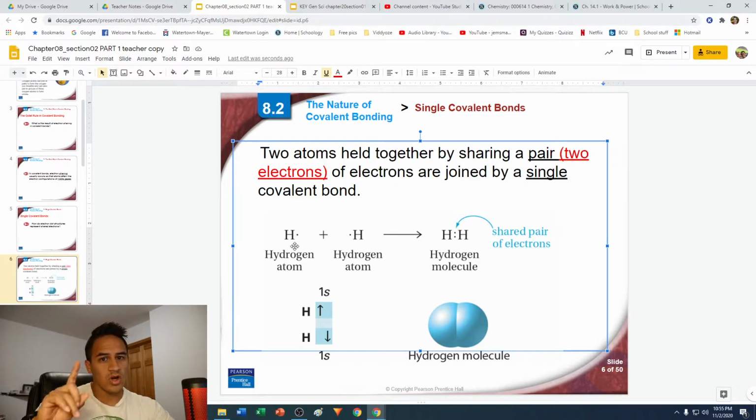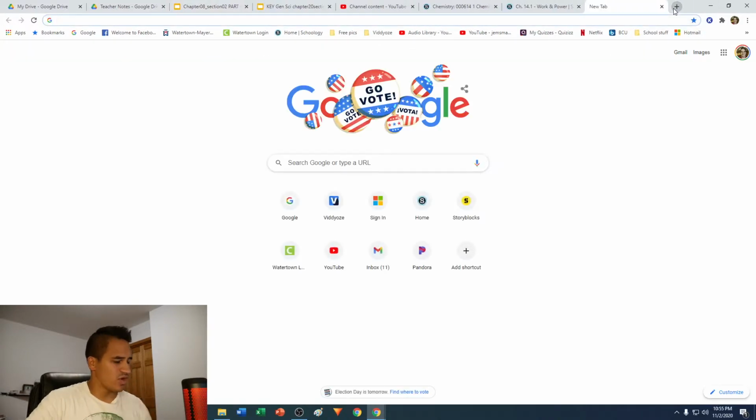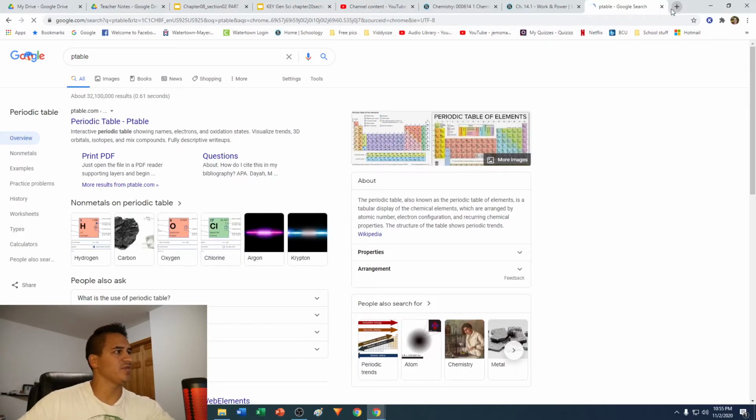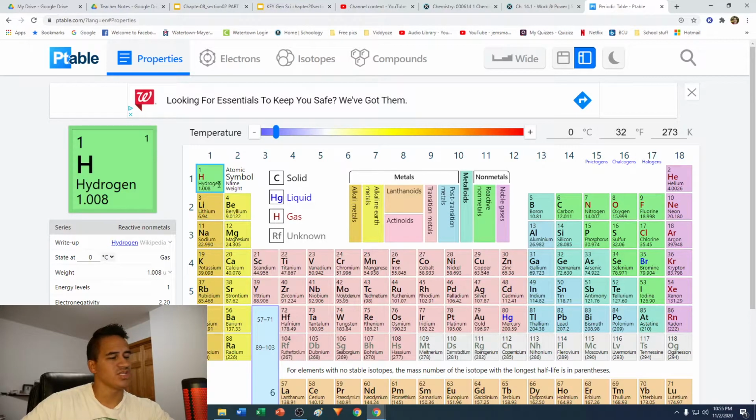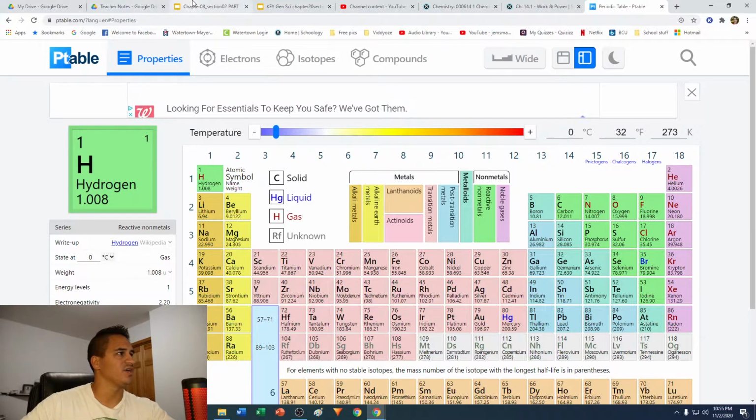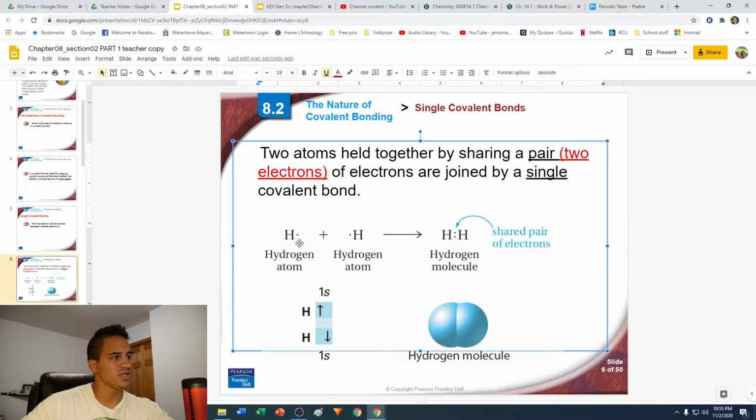Each one has 1 valence electron, okay? And we know this because if we go to a periodic table, so let's go to ptable.com here real quick, we can see that hydrogen is in the first column on the periodic table, so it has 1 valence electron, and that 1 valence electron is shown here in a Lewis dot diagram with 1 dot.